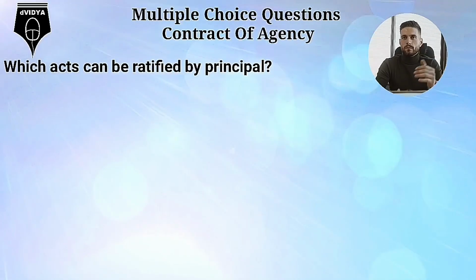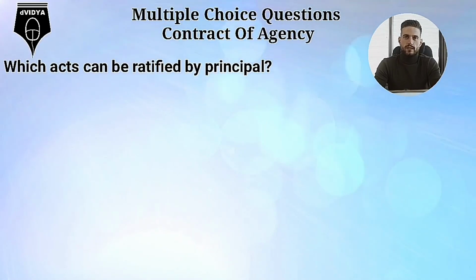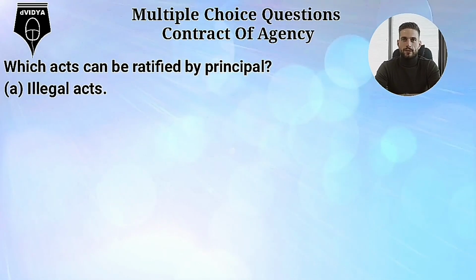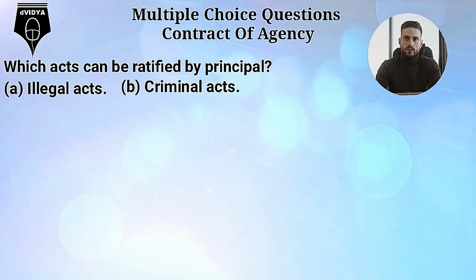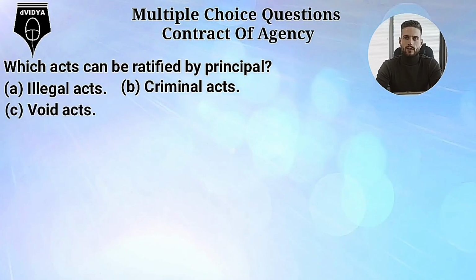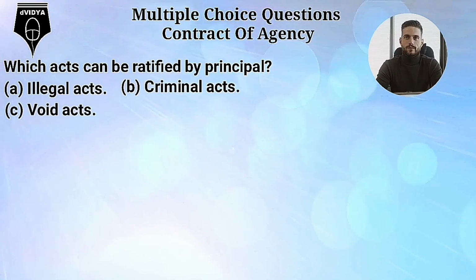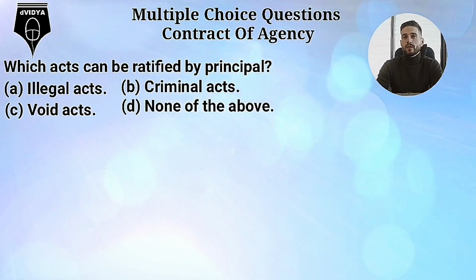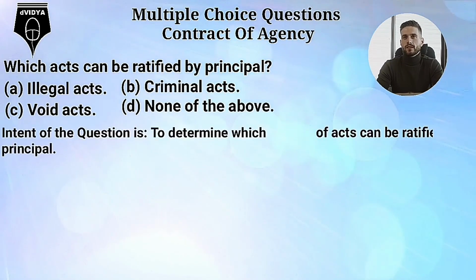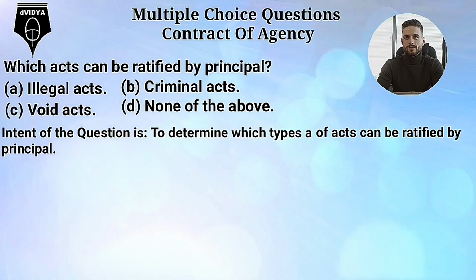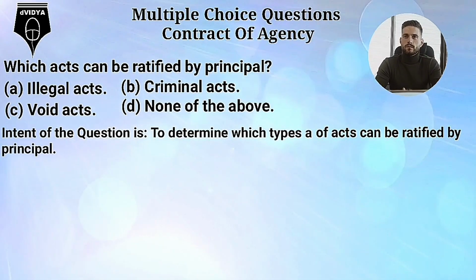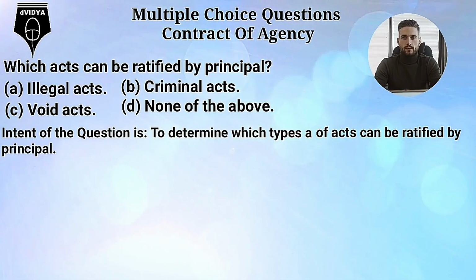Which acts can be ratified by principal? Option A. Illegal acts. Option B. Criminal acts. Option C. Void acts. Option D. None of the above. Intent of the question is to determine which types of acts can be ratified by a principal.